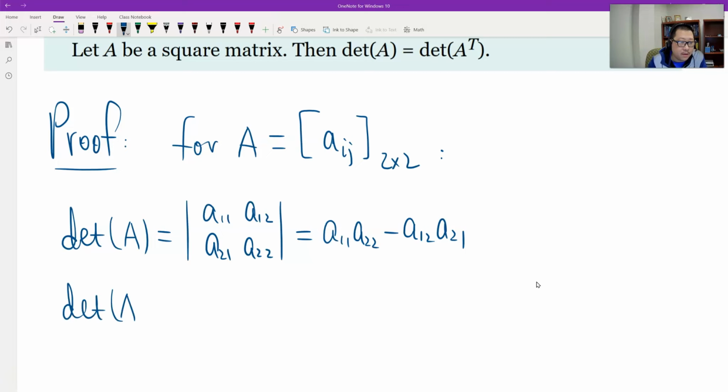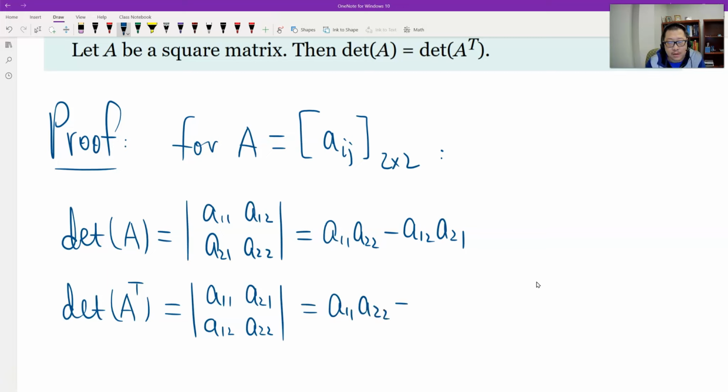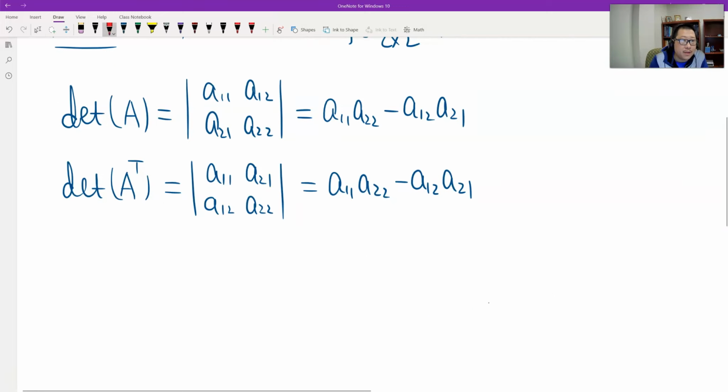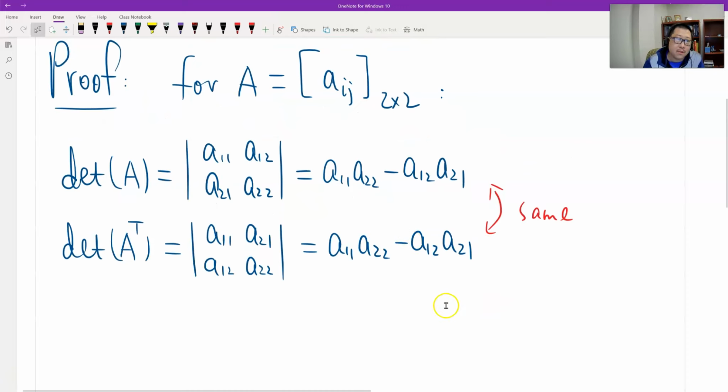Let's calculate the determinant of the transpose of A. For the transpose, the first row is just the original first column, which is A11, A21, and the second row is the second column, right? By the definition, of course, this is A11 A22 minus A12 A21. So they are the same. Easy to see they are the same. So the first case, for 2 by 2, is definitely true.